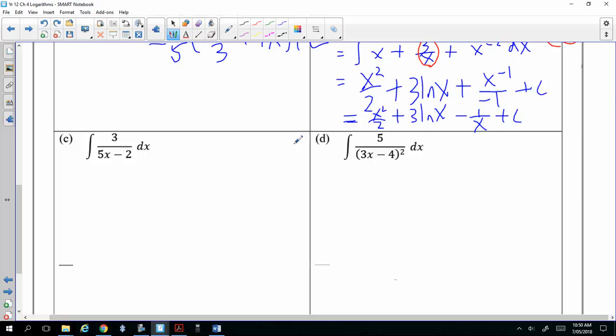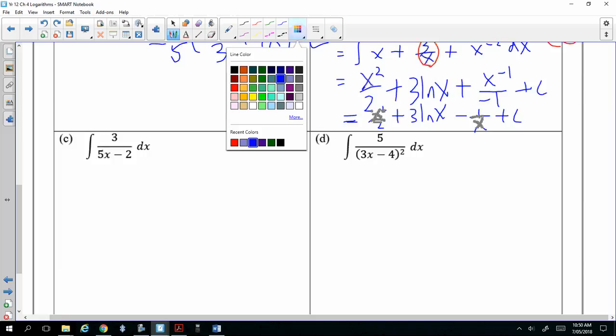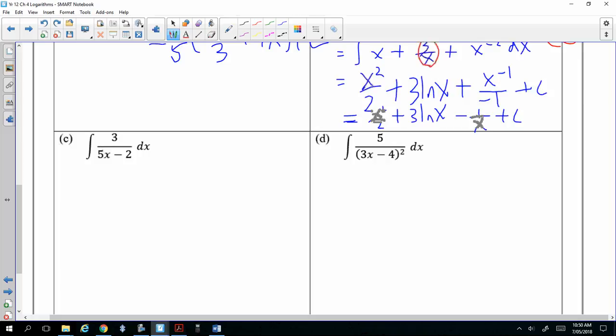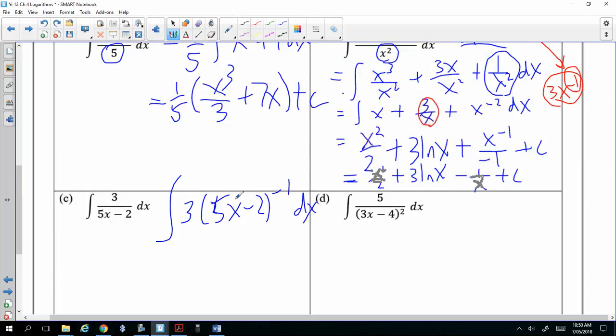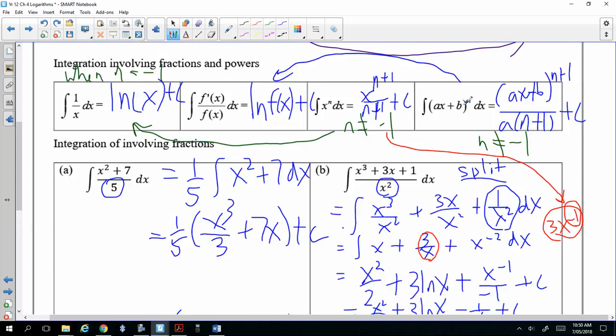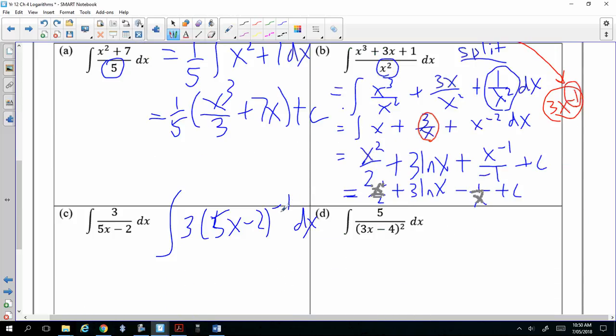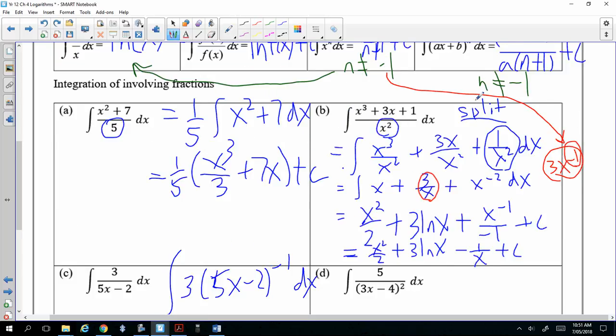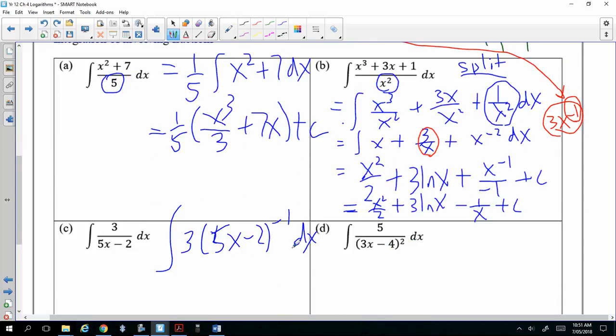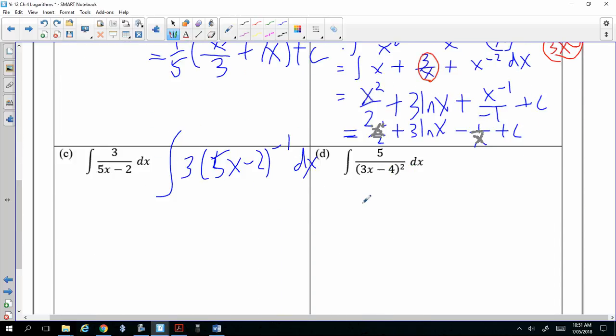Maybe we'll do this. So we'll get 5x minus 2 to the power negative 1. Again, check the criteria. If you write it like this, it looks like this formula, but because n is not negative 1, you can't use this formula. This one over there, can't use. So you can't write it in this form. So what you need to do is check whether it's a log. Maybe it's this rule, f dash over f x.